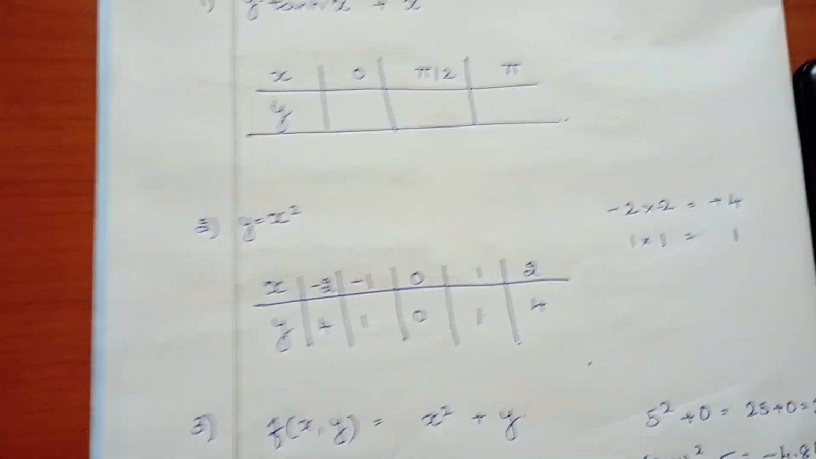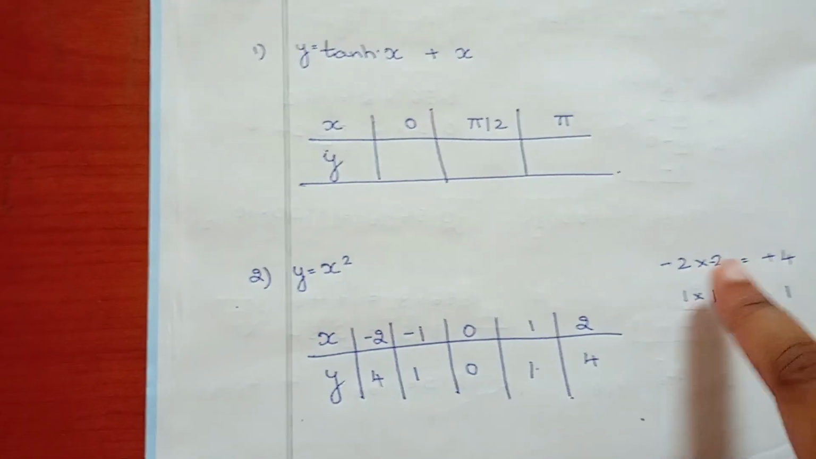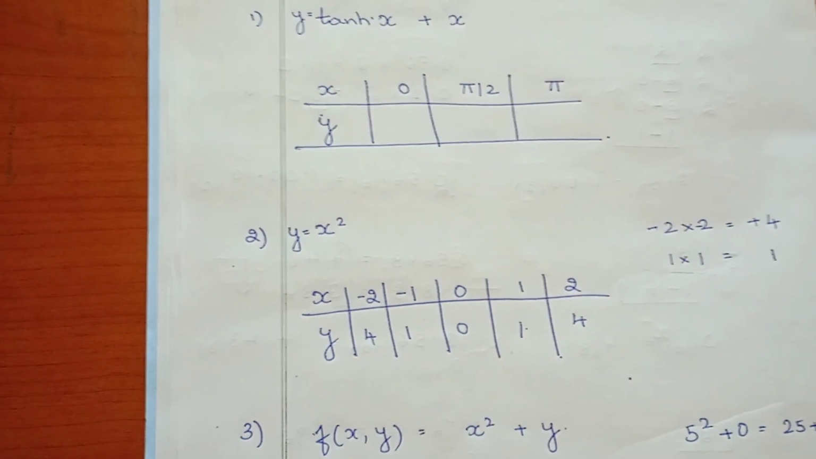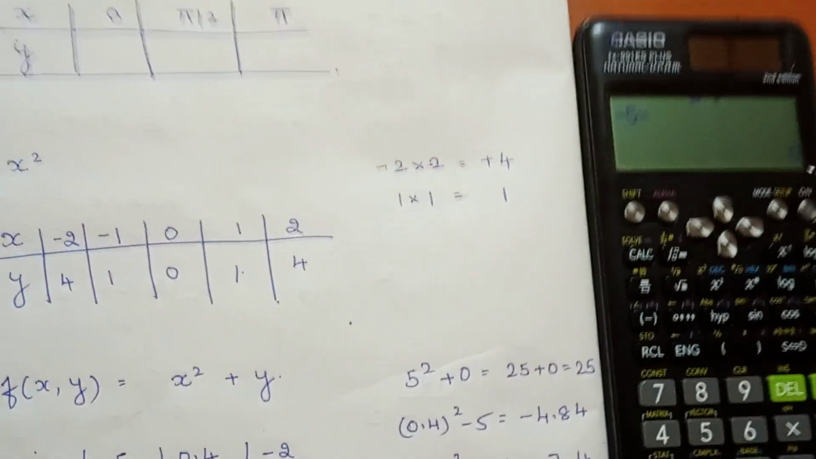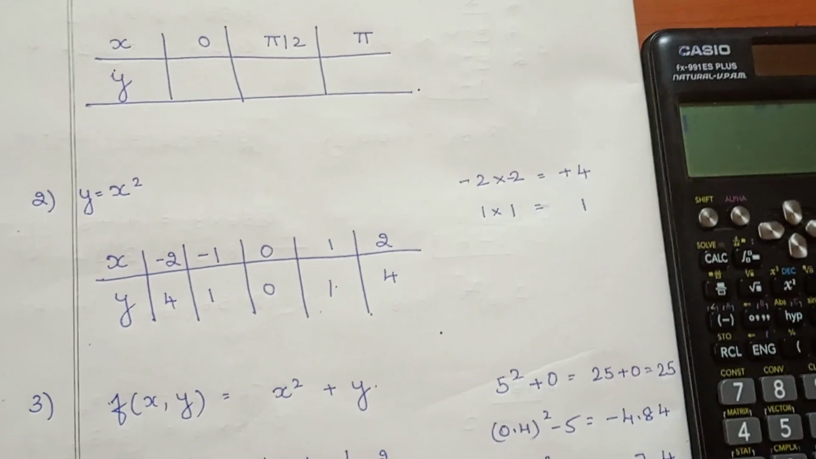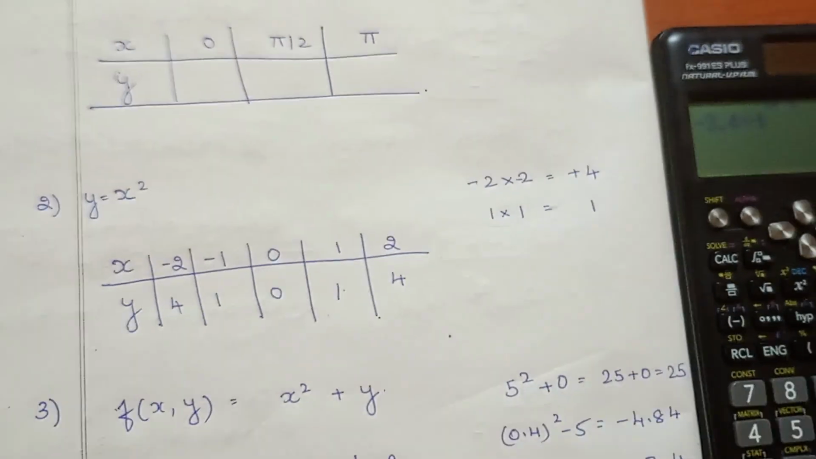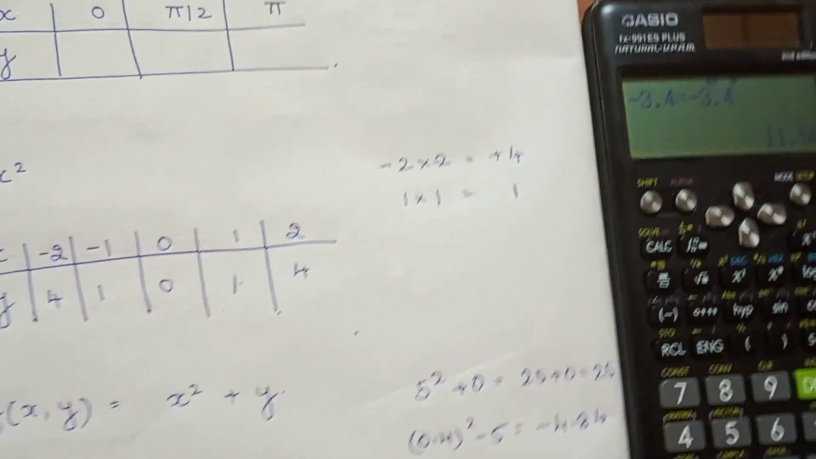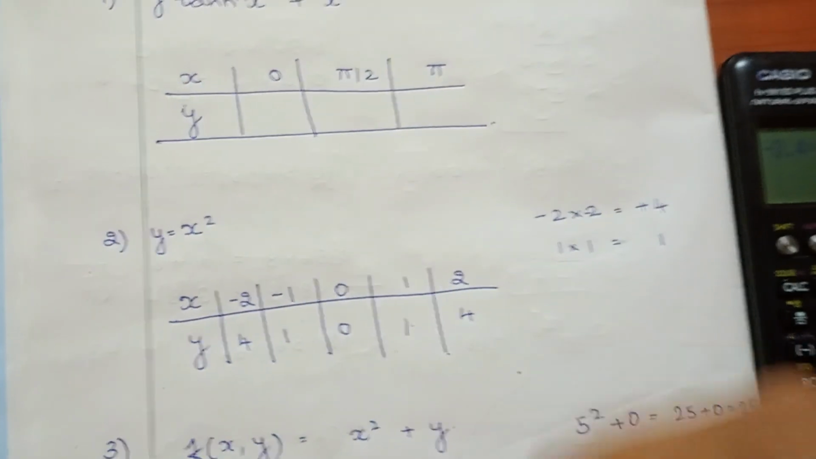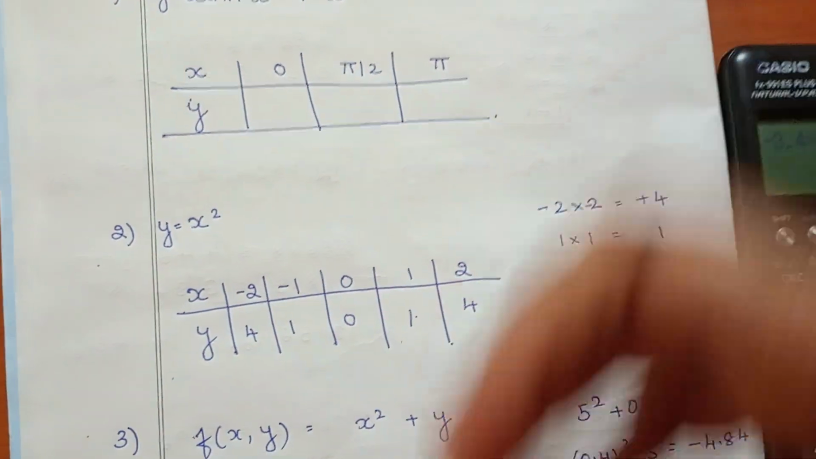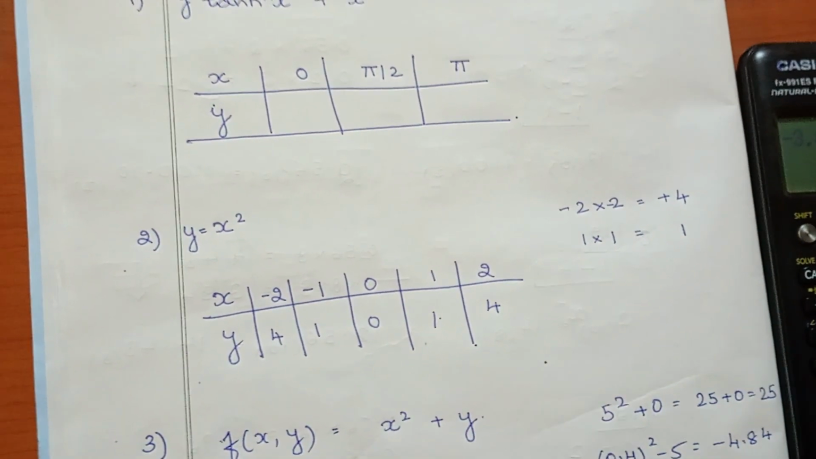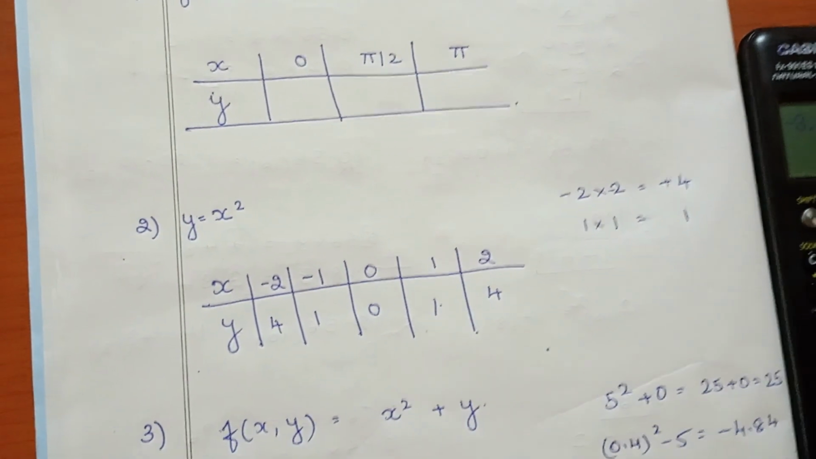For x square, it is pretty simple. How do we do manual calculation? Minus 2 into 2. Suppose I have minus 5 into minus 5, I'll type and get the answer as 25. So minus 3.4 into minus 3.4, I'll get the answer as 11.56. For simple numbers we know the squares, it is easy. Instead of doing it multiple times, for simple equations also we can directly do it in the calculator.